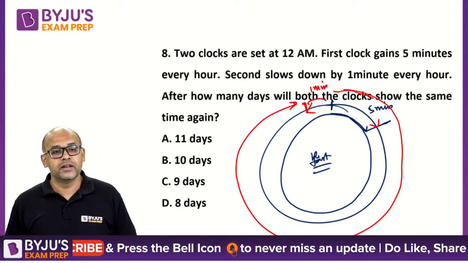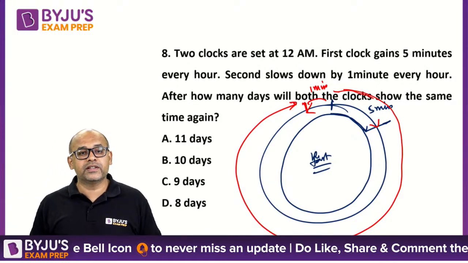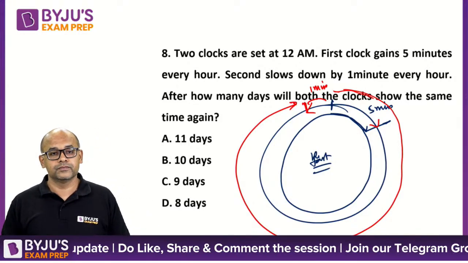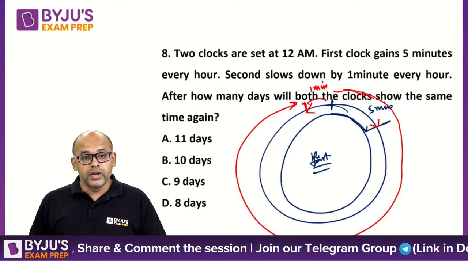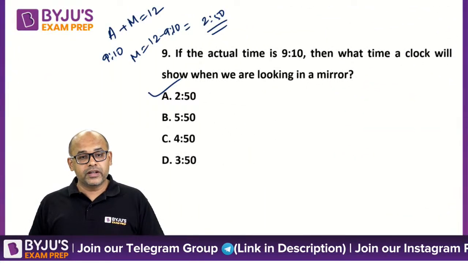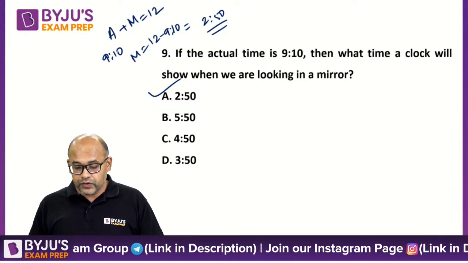Right, guys? Krishna as well as Vicky, did you understand this? Okay. Let's move on to the next question. So this is straightforward. I think this is done. 9, 10, 250, this is done. Okay.